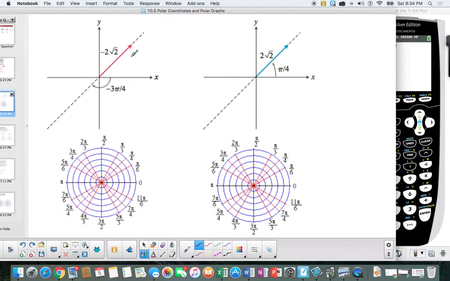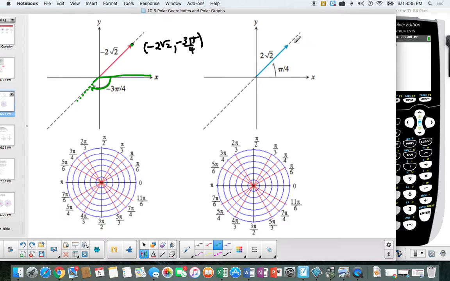Let's take a look at this once again. We're going to take a look at this location. It's going to be represented by the radius, which is negative 2 root 2, and the angle, which is negative 3 pi fourths. So from the pole, we are going to go negative 3 pi fourths, and normally we would be going a radius of 2 root 2, but unfortunately it says a negative, which means you have to reflect across the origin, and when we do that, we get this location.